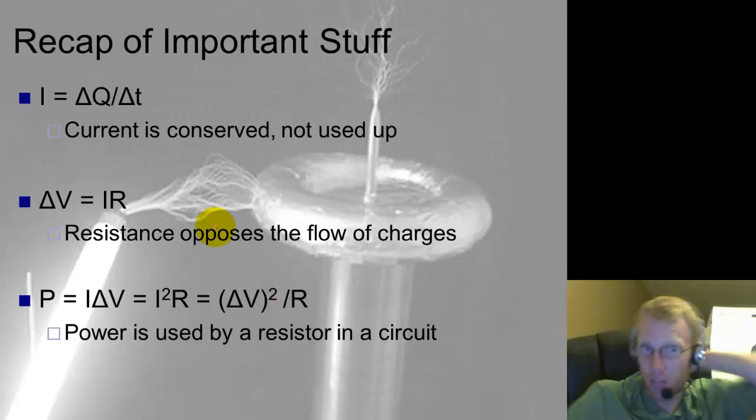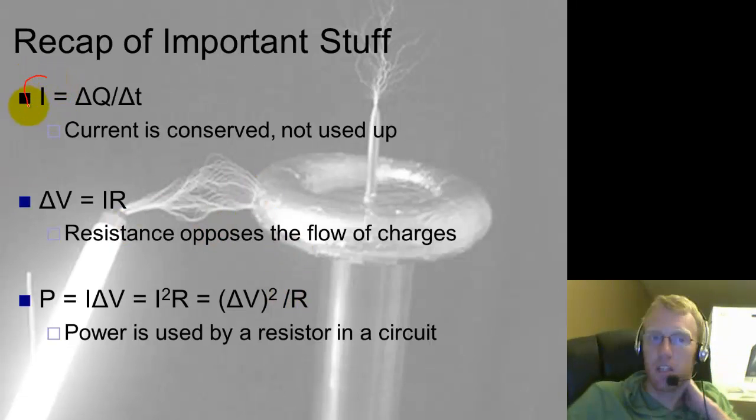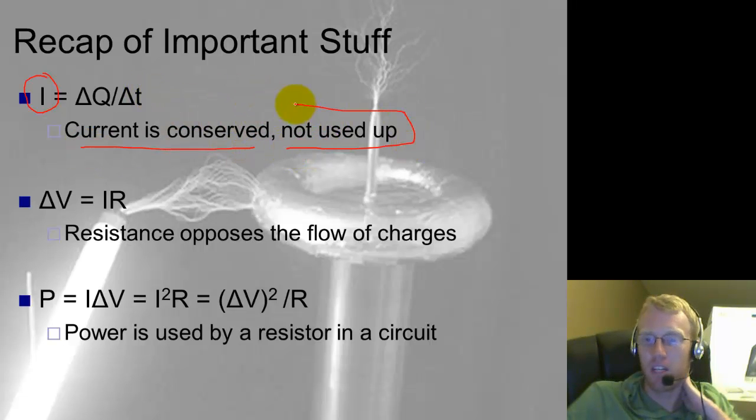Cool. All right, recap of important stuff, and then we'll wrap it up. Current, variable I, is the total charge passing per time. It's conserved, which means the amount in is equal to the amount out. It never gets used up. The amount coming in equals the amount coming out. That's really, really important to remember.